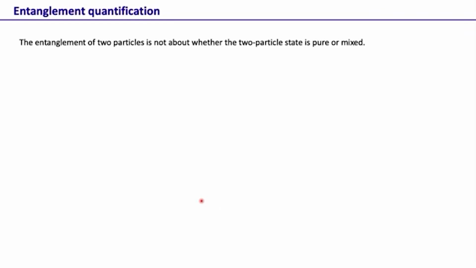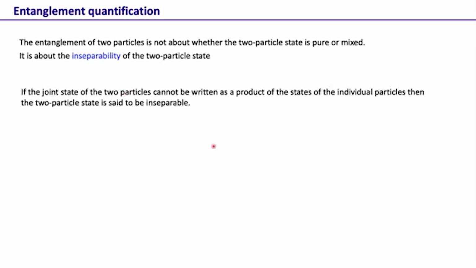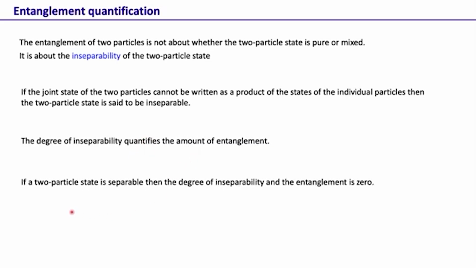Now, the entanglement of two particles is not about whether the two particle state is pure or mixed, it is about the inseparability of the two particle state. So, if the joint state of the two particles cannot be written as a product of the states of the individual particles, then the two particle state is said to be inseparable. The degree of inseparability quantifies the amount of entanglement.